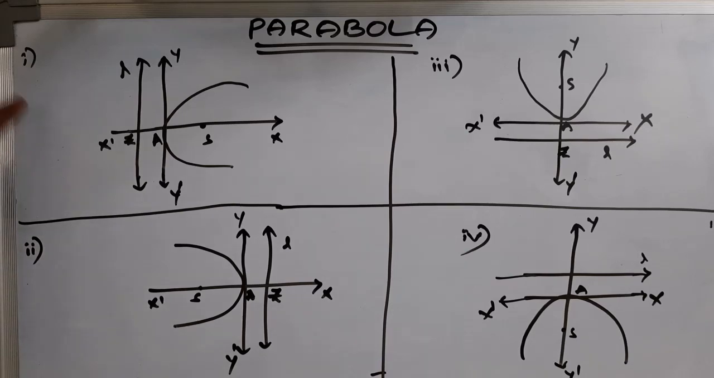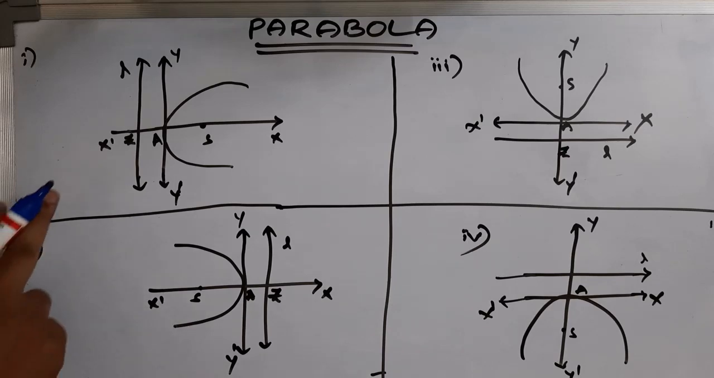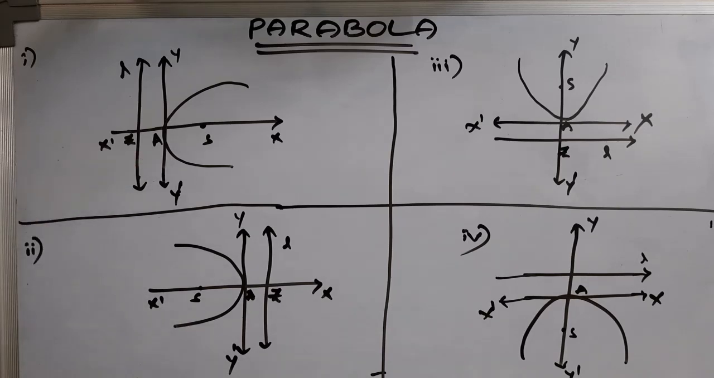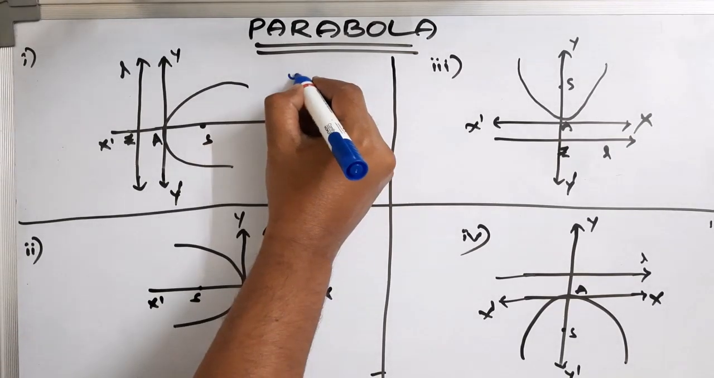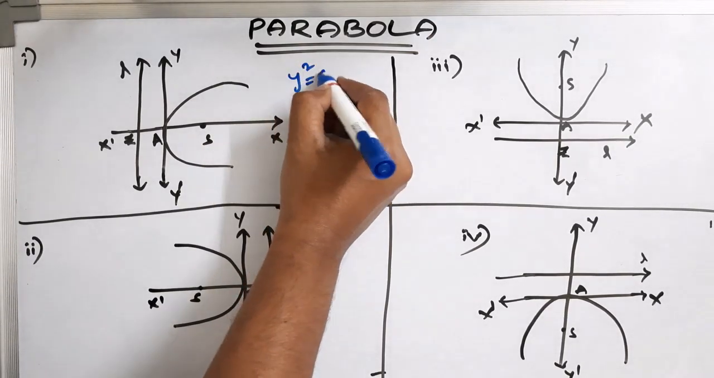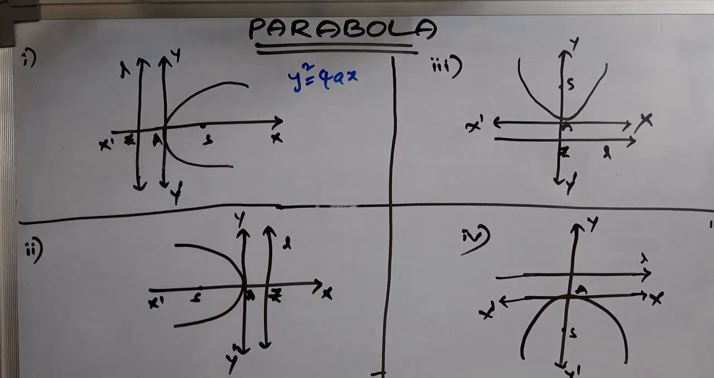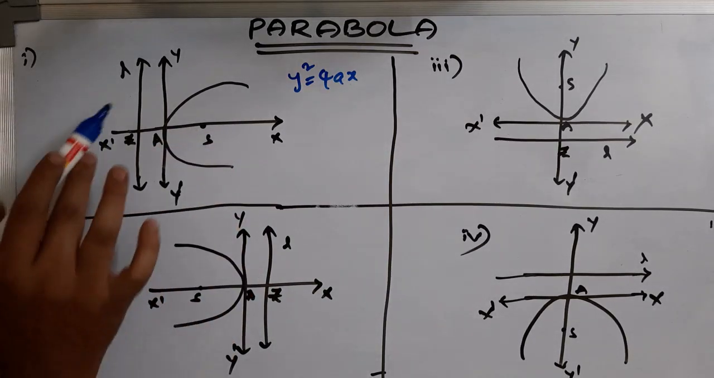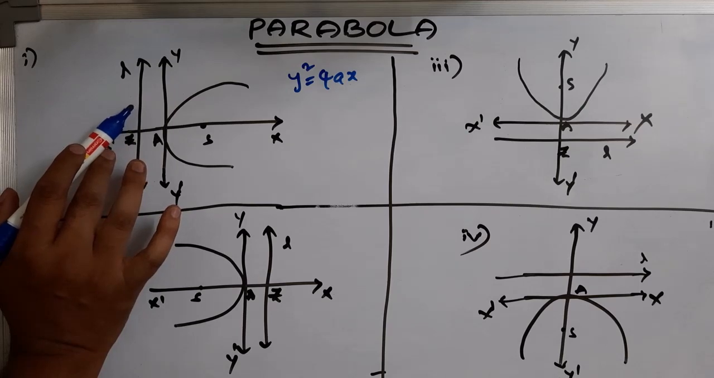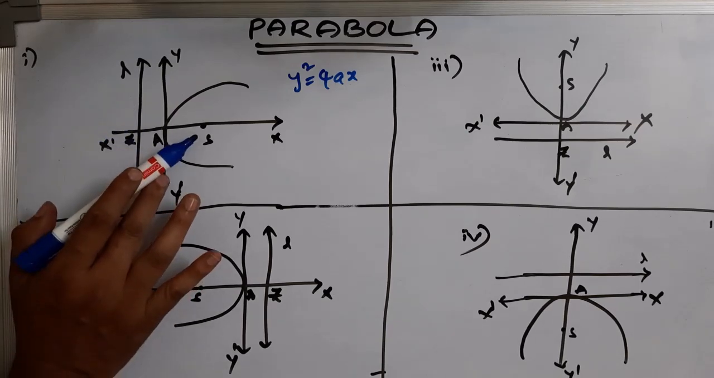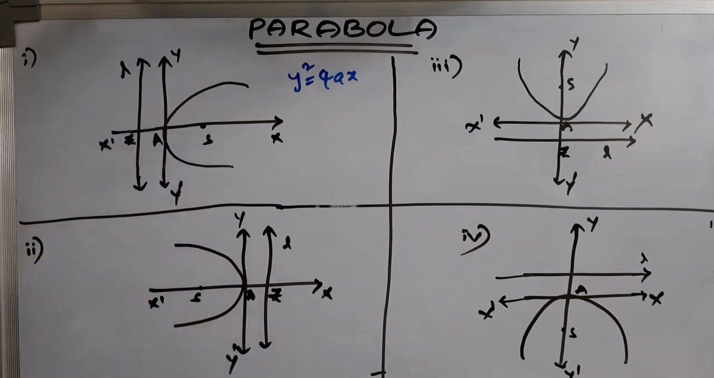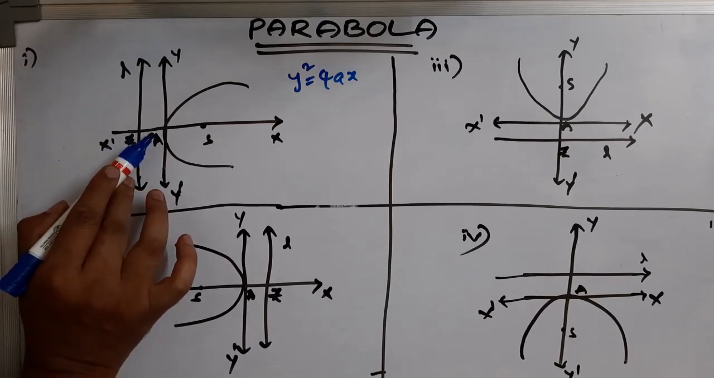In the first form of the parabola, we already discussed this in the first class. This is the standard form of the parabola, that is y square is equals to 4ax, right? There L is the directrix of the parabola and S is the focus, and A is the vertex of the parabola.